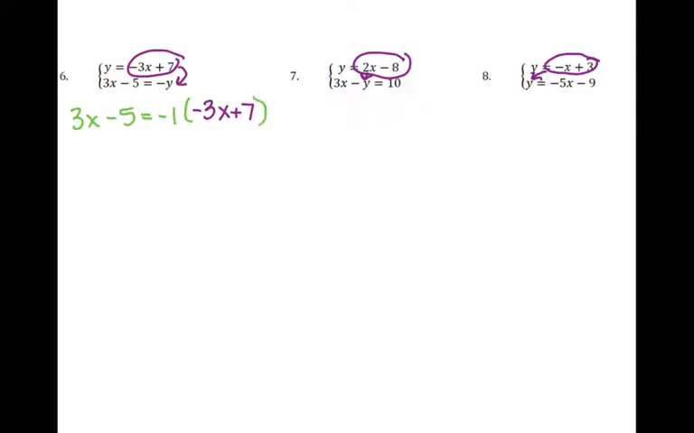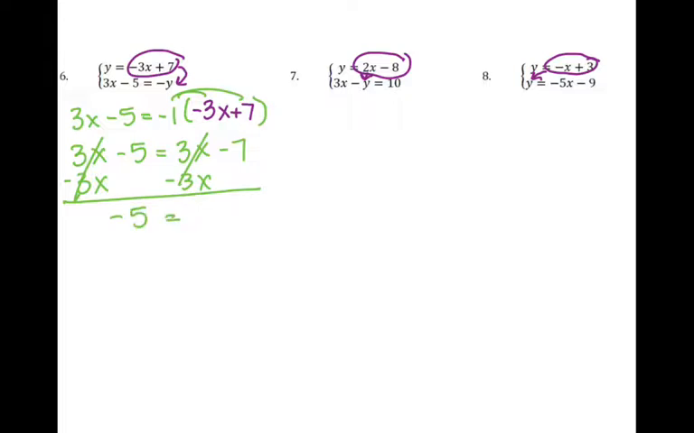And from there, I can go ahead and solve. Distribute. So I have 3x minus 5 equals negative 1 times negative 3x is positive 3x minus 7. I have variables on both sides, so I'm going to pick one of them to move. I'm going to subtract 3x from both sides. Oh, look at that. My x's cancel. I have negative 5 equals negative 7, which is false. So this one is no solution.